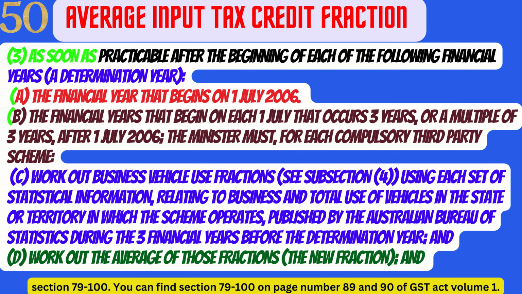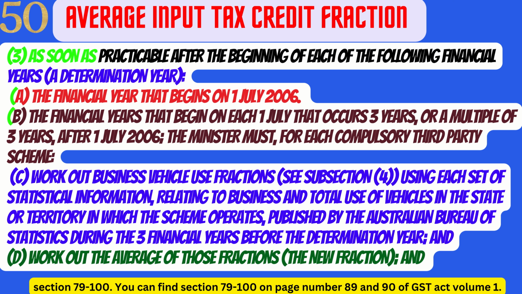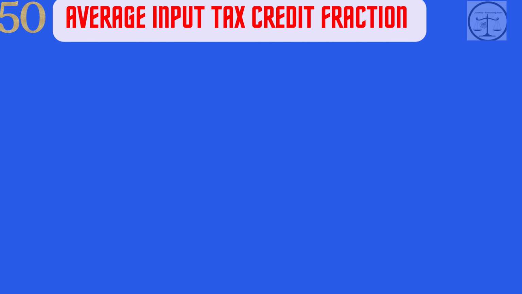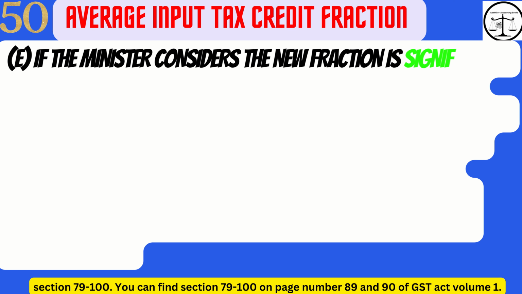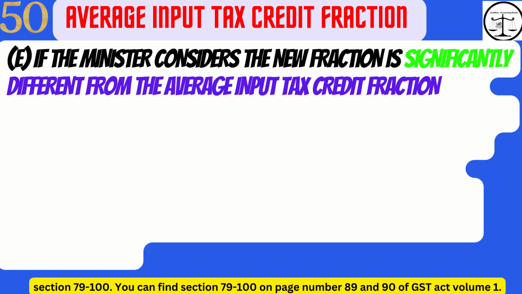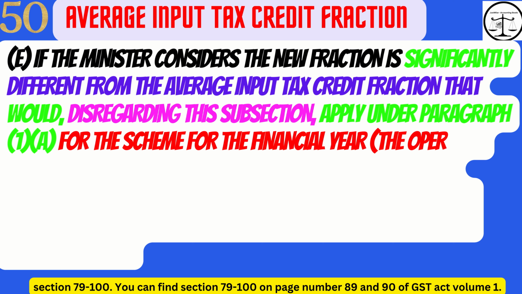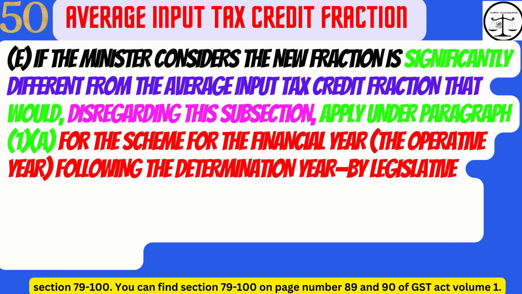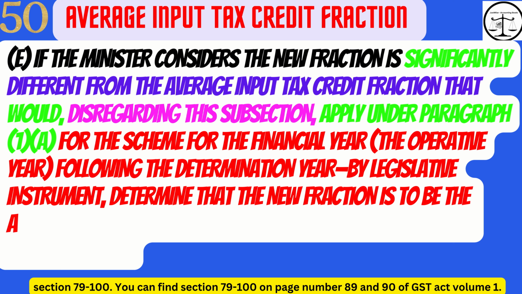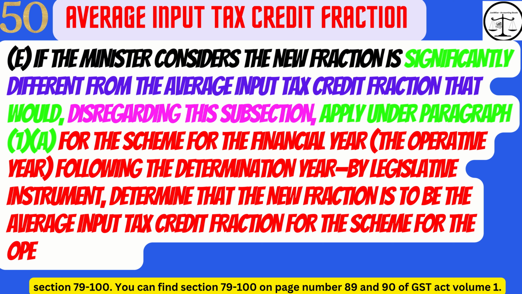C. Work out business vehicle use fractions, see subsection 4, using each set of statistical information relating to business and total use of vehicles in the state or territory in which the scheme operates, published by the Australian Bureau of Statistics during the 3 financial years before the determination year, and D. Work out the average of those fractions, the new fraction, and E. If the minister considers the new fraction is significantly different from the average input tax credit fraction that would, disregarding this subsection, apply under paragraph 1(a) for the scheme for the financial year, the operative year, following the determination year, by legislative instrument, determine that the new fraction is to be the average input tax credit fraction for the scheme for the operative year.